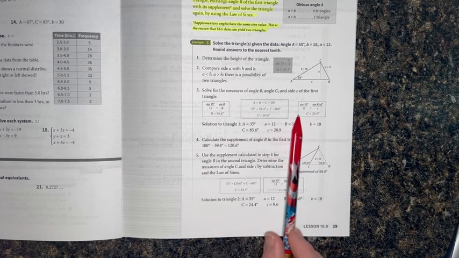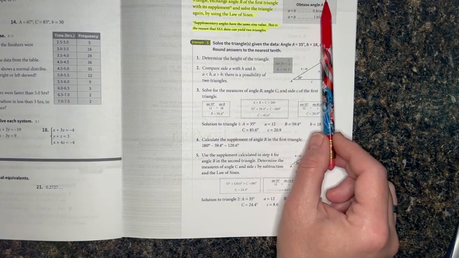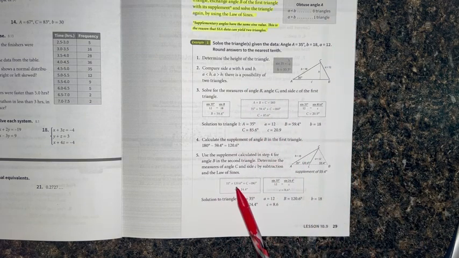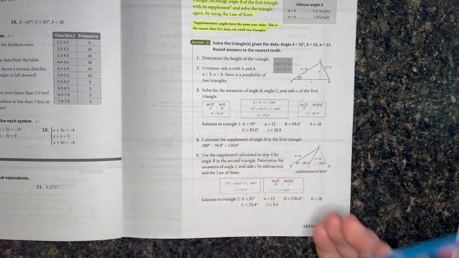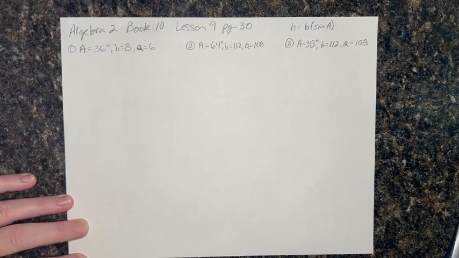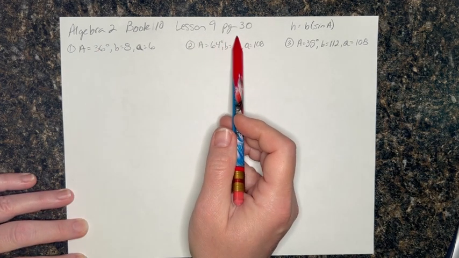Okay, so if this works out in a 2 triangle way, we just have to do it twice because there are 2 possible triangles. All right, let's turn the page. Turning the page brought us to the problems for us to work on together. We are in Algebra 2, Book 10, Lesson 9, page 30.